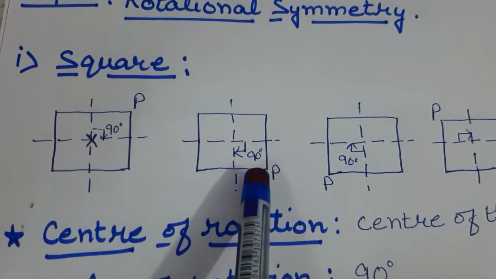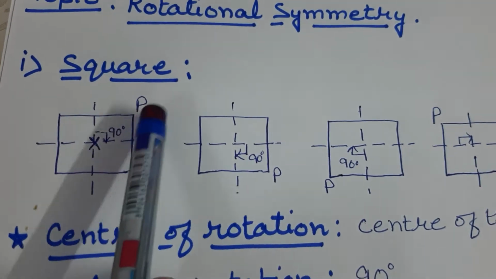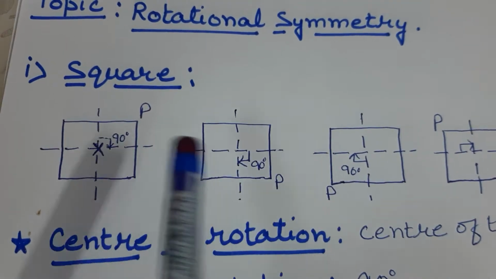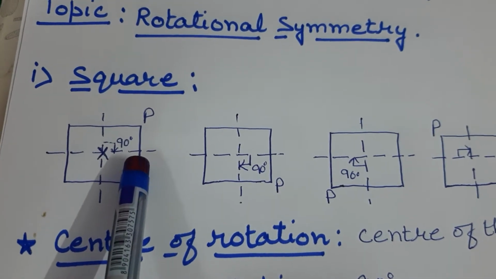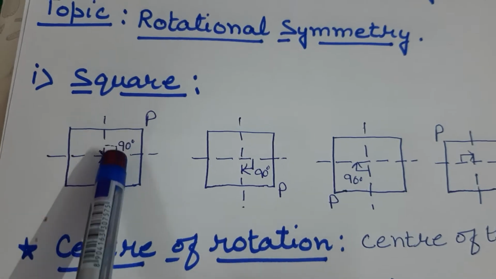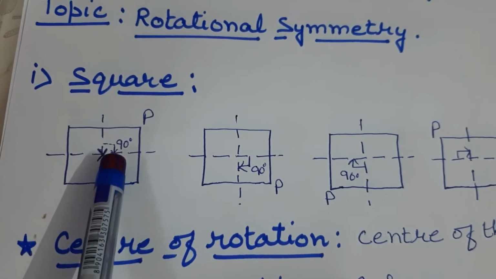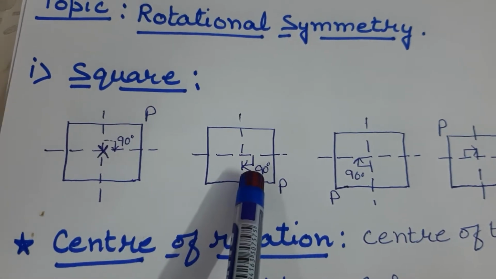So in the first turn, this P will come here. It means it has covered a 1/4 turn, and how much angle? 90-degree angle. You all know this angle is 90-degree. Okay, 1/4 turn, quarter turn, and angle 90-degree.